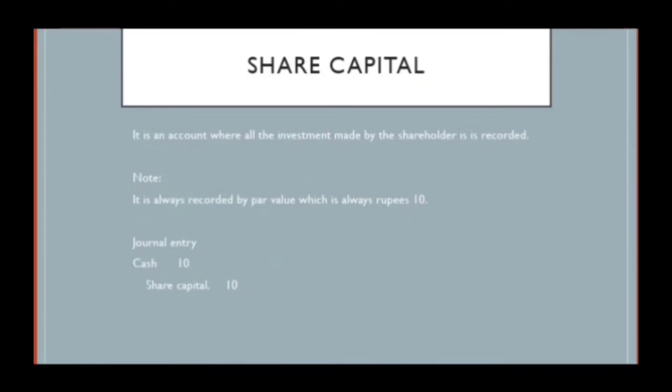Number 1, share capital. It is an account where all the investment made by the shareholder is recorded. Note that it is always recorded at the par value, which is rupees 10. So the journal entry will be cash or bank debited and share capital credited.